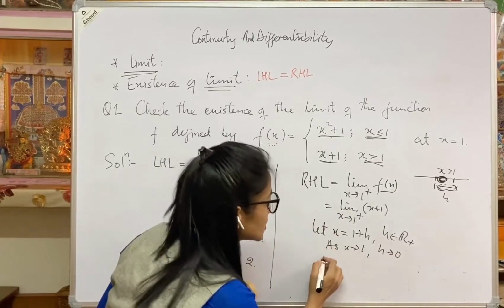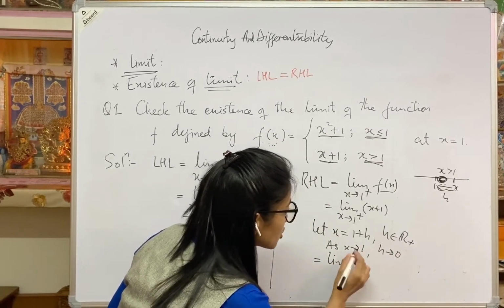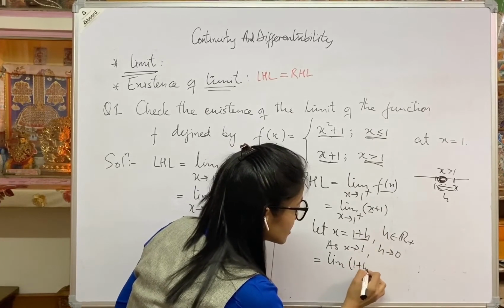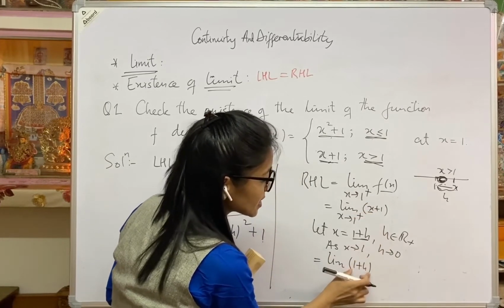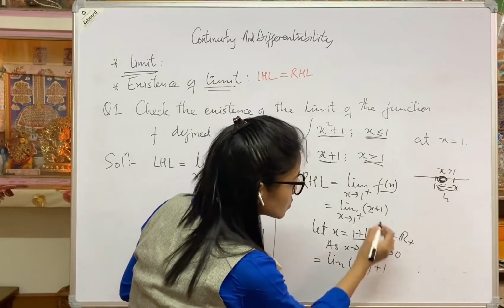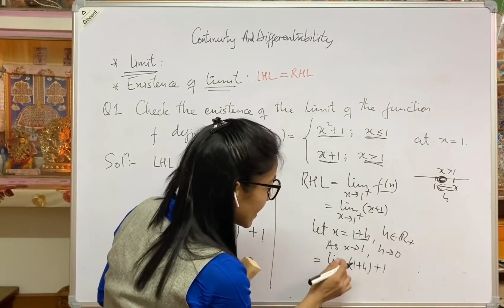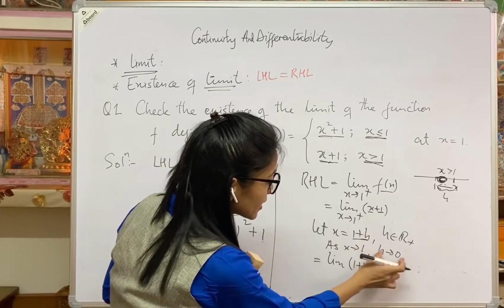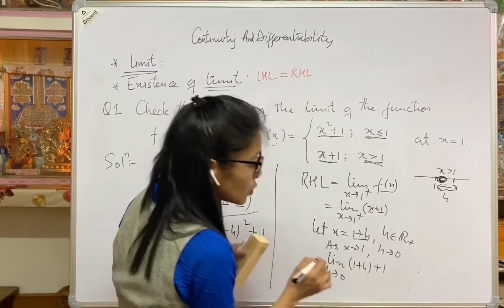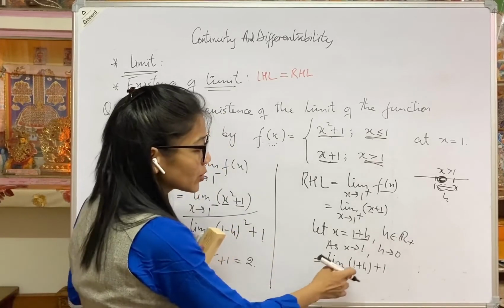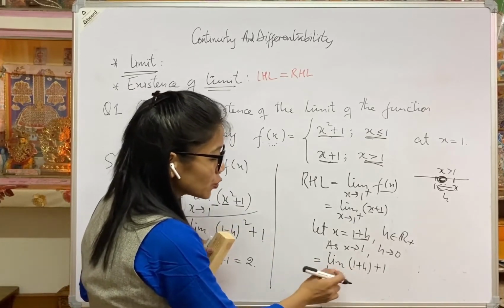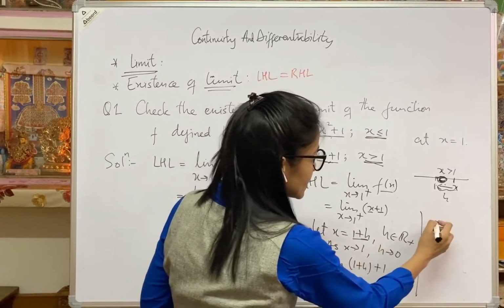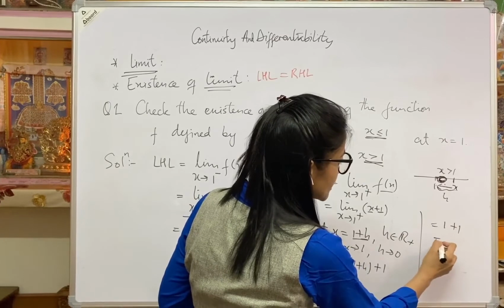So you write it here. This is equal to the limit of, instead of x, I will write 1 plus h, and then plus 1. And as x tends to 1, I can replace that with h tends to 0, right? So now you can directly substitute here. This is 1 plus 0, that is 1, plus 1, so we get 2.